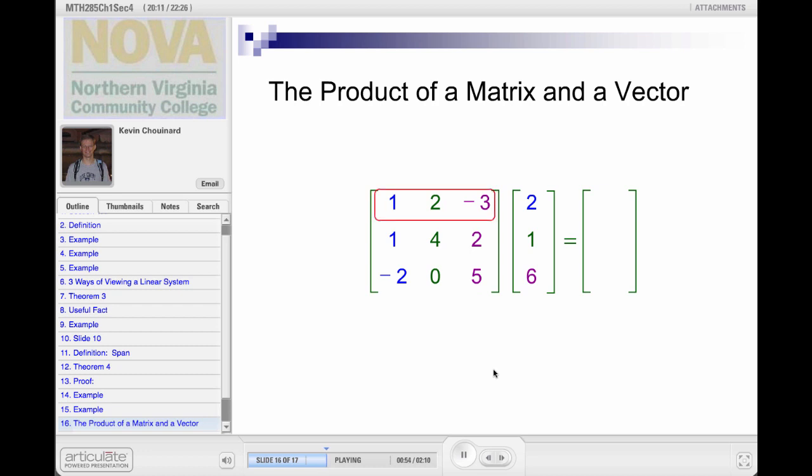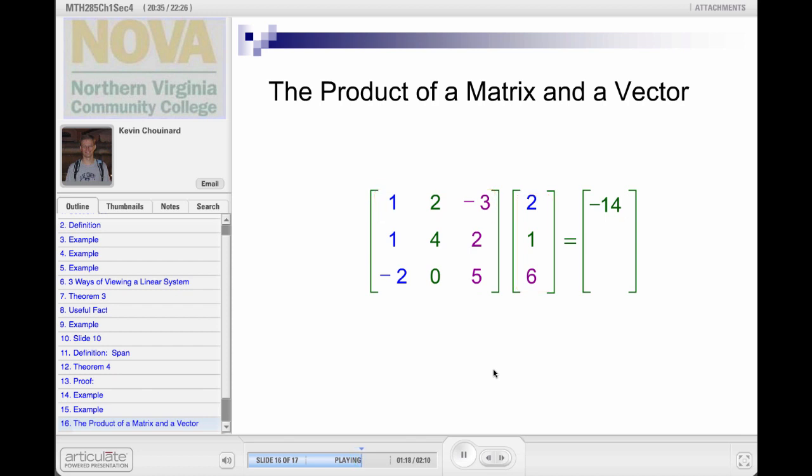If we were to do the row 1, 2, negative 3 times our only column, which is 2, 1, 6, multiply in pairs the blue, green, and purple entries respectively, and then add them up. In this case, that's going to be a 2, and a negative 18, and when we add those, we get negative 14.